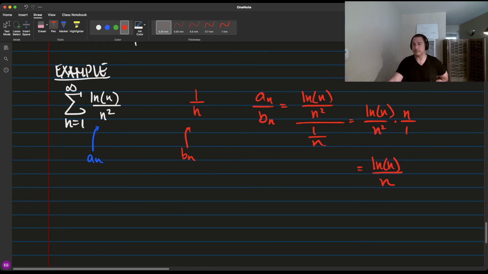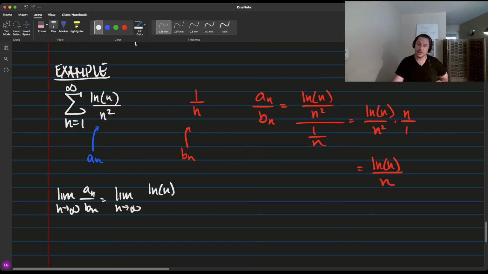So let's take the limit of that. The limit as n goes to infinity of a_n over b_n equals the limit as n goes to infinity of natural log n over n. Using L'Hopital's rule, you can see that what you'll get is 0. This actually makes sense if you look at the graph. We know that the graph of natural logarithm is always less than the graph of n.